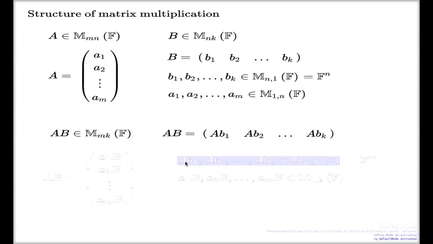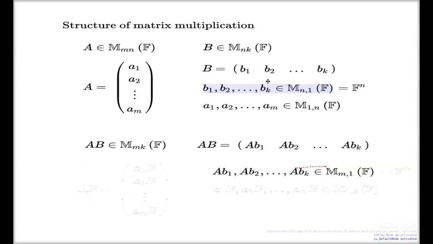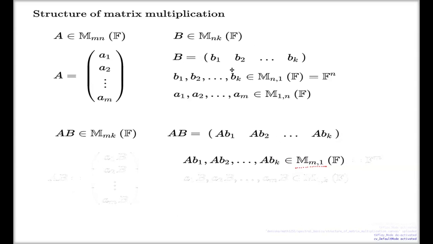Each of these AB1, AB2, ABk will obviously be matrices of this size, right? Because the vectors B individually were from Fn. If you multiply something from Fn by the matrix from F m by n, with m rows and n columns, that will be a matrix of size m rows, one column, or we have a shorter name for this: m-dimensional vectors.